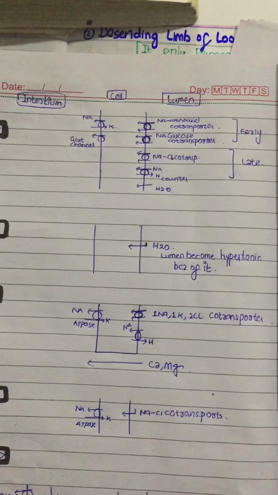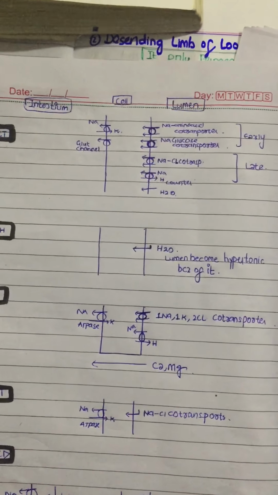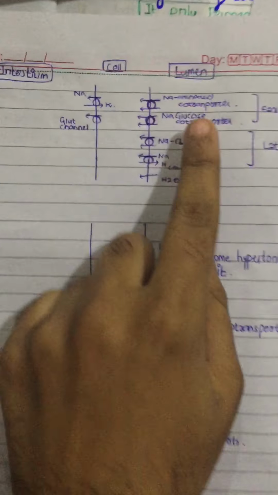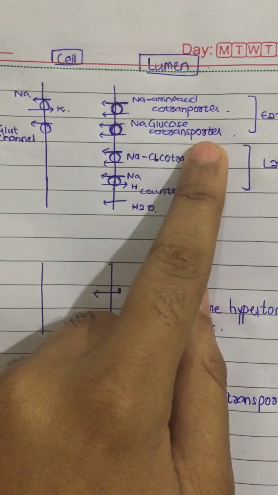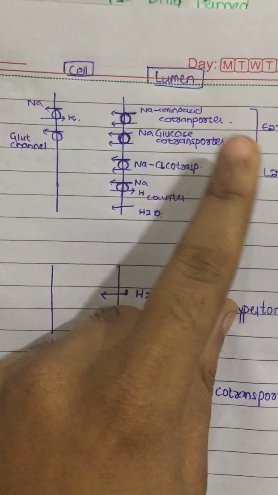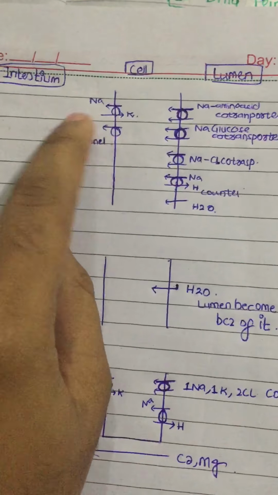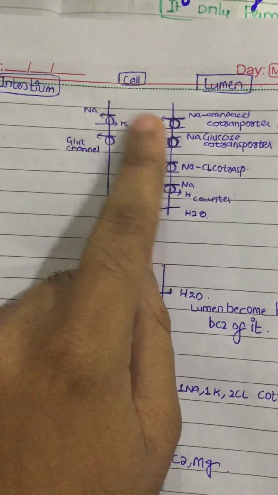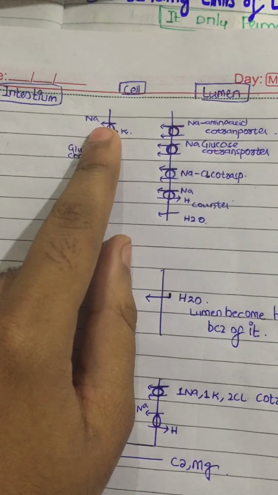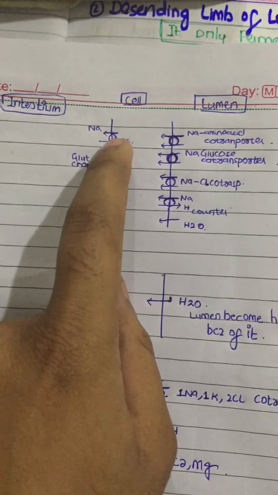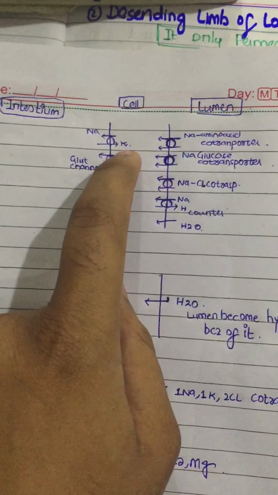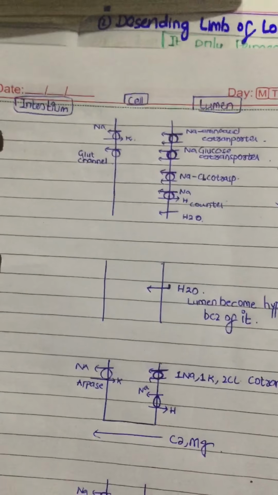In the proximal convoluted tubule, we're gonna have two parts, the early part and the late part. In the early part, we have different kinds of channels, which are the sodium amino acid co-transporter and the sodium glucose co-transporter, which bring substances inside the cell. Then on the basolateral membrane we have the GLUT channels as well as the sodium potassium ATPase, where sodium goes towards the interstitium and potassium comes into the cell, and from the cell it goes out into the lumen and is then excreted from the body.